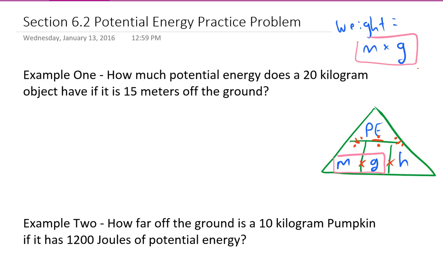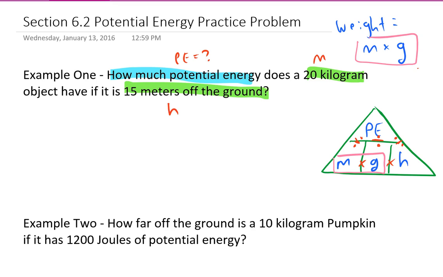Okay, so the first example problem is right here. It says, how much potential energy does a 20 kilogram object have if it's 15 meters off the ground? Okay, so looking at this one right here, it's looking for potential energy. We don't know what that is. 20 kilograms is our mass, and the height is 15 meters.